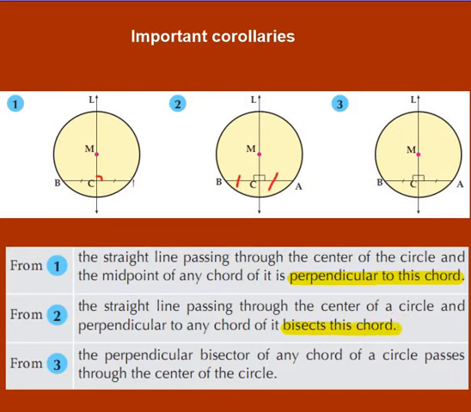Number 3. The perpendicular bisector of any chord of a circle passes through the center of the circle.